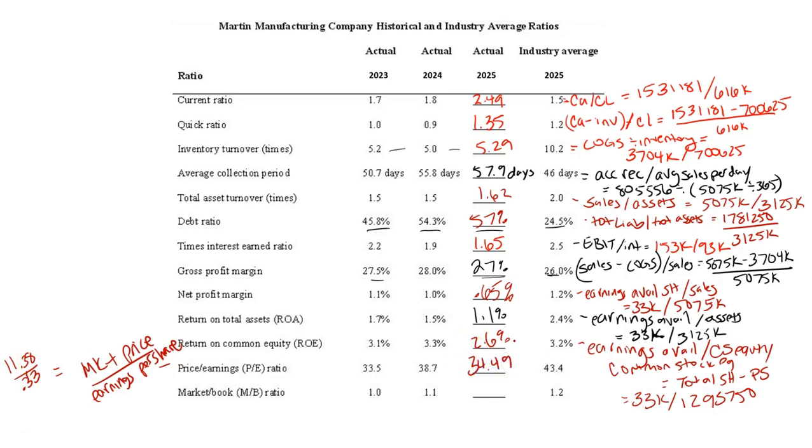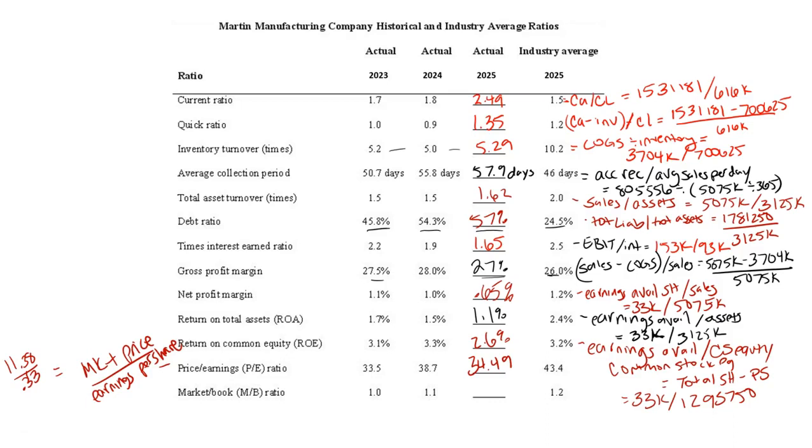Remember, this is how much investors are willing to pay for every dollar in earnings. It has fluctuated a little bit over time, gone up and then down in 2025, and is substantially lower than the industry average of 43.4. So that means that investors don't have a very optimistic outlook for this company as compared to the industry, because they're willing to pay less for every current dollar in earnings.